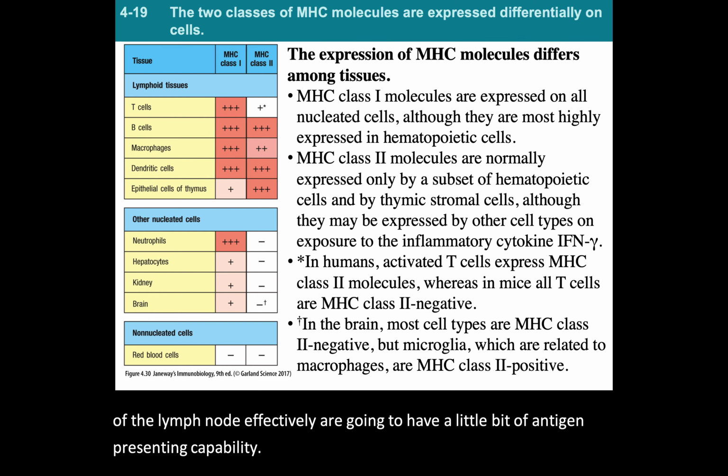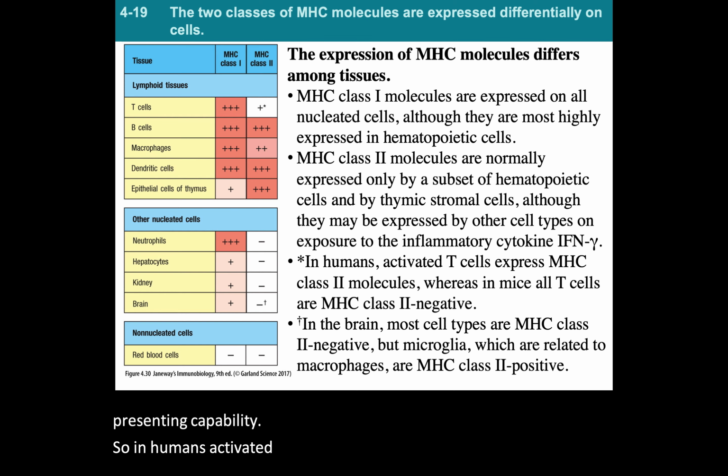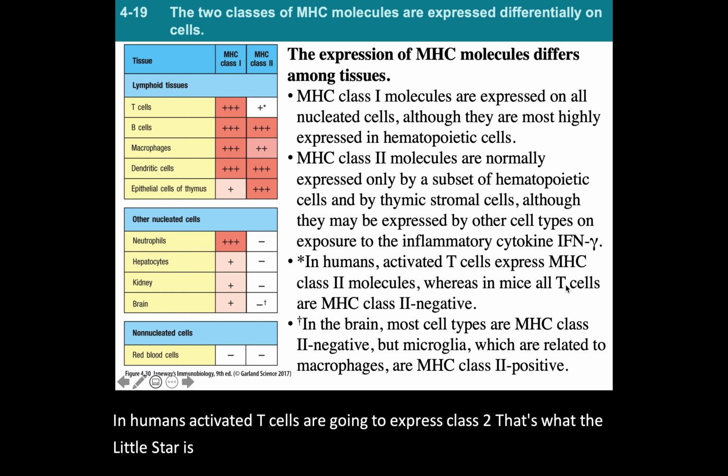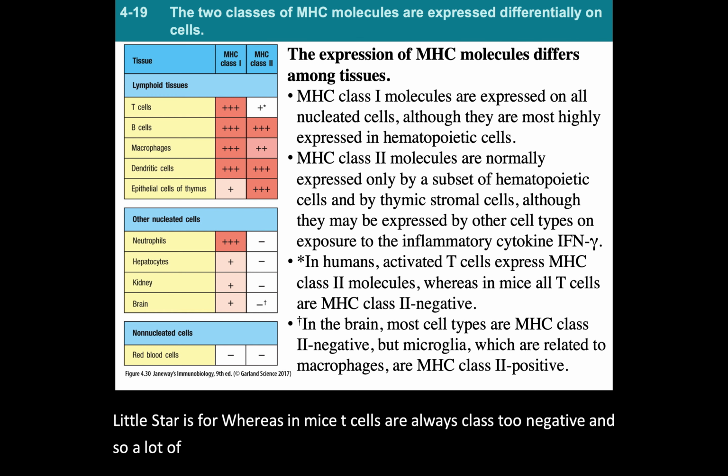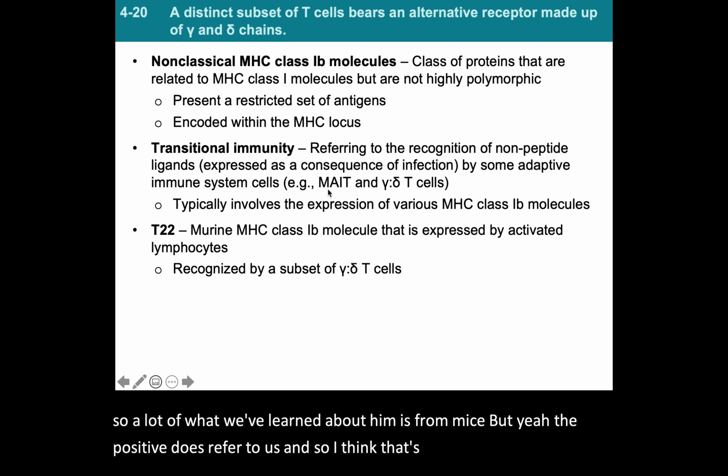So in humans, activated T cells are going to express class 2. That's what the little star is for. Whereas in mice, T cells are always class 2 negative, and so a lot of what we've learned about them is from mice. But yeah, the positive does refer to us. And so I think that's a fair thing if you're just memorizing some of this.